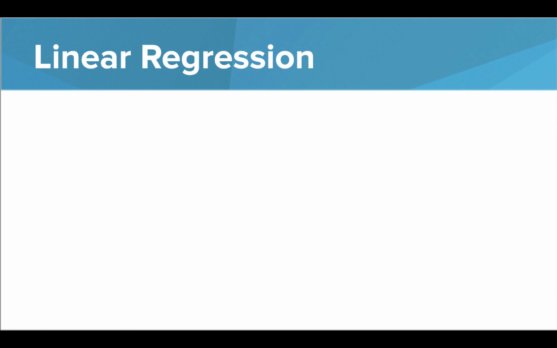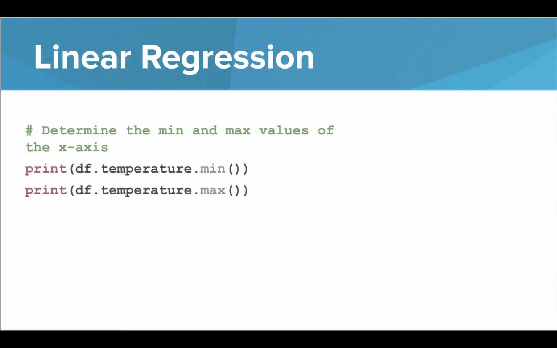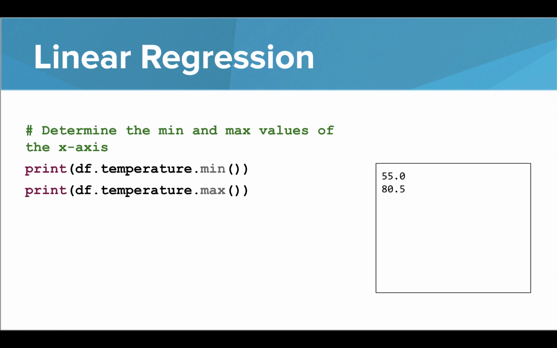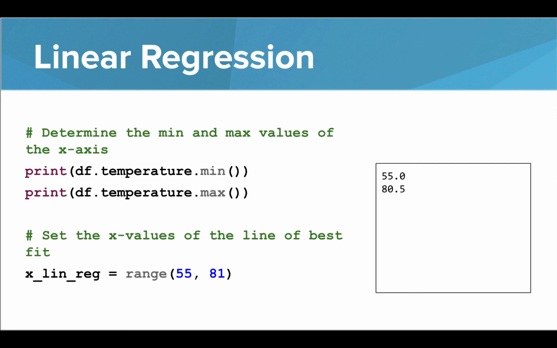We'll want to set the x values to match the data. So you might be able to look at the data set and see the minimum and maximum values of temperature, but we can also always use the min and max functions. Let's see what this gives us. We can now see that the minimum temperature is 55 and the maximum is 80.5. We'll use these values to set up the x values of the best fit line. We can use the range function to create a range of numbers from 55 to 81. We'll choose 81 instead of 80.5 because the range function can only accept integers.